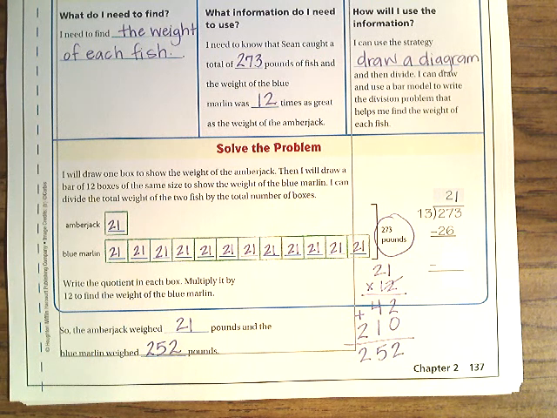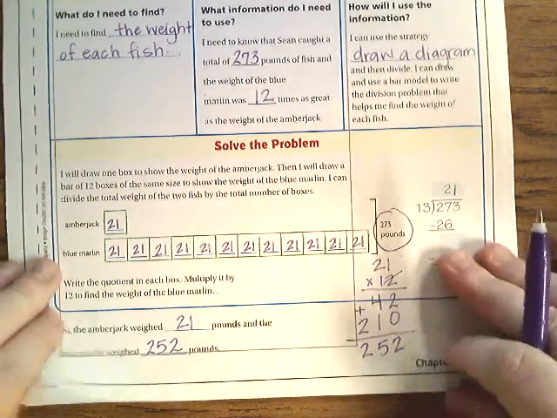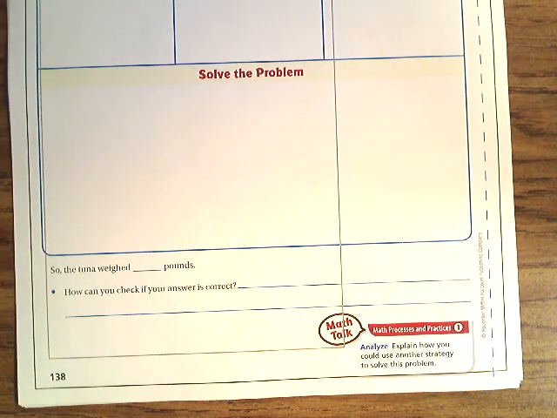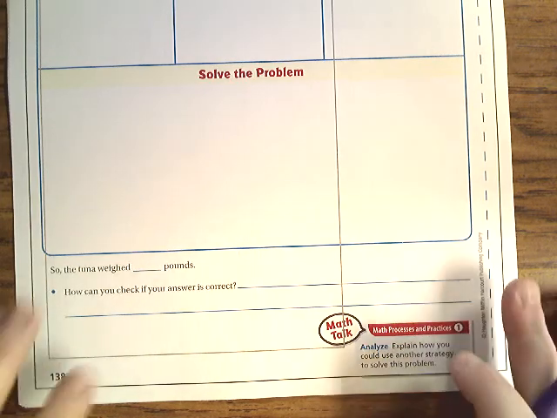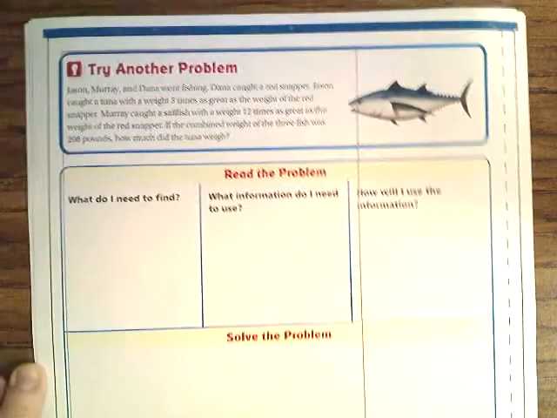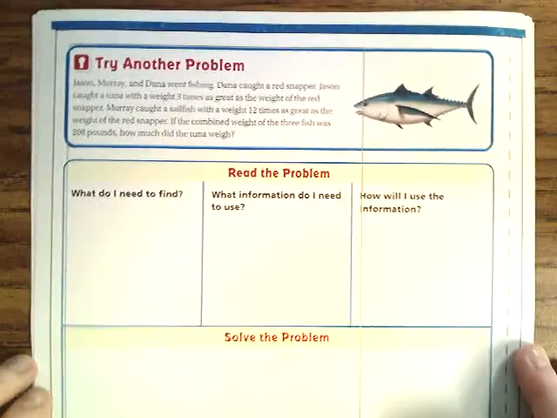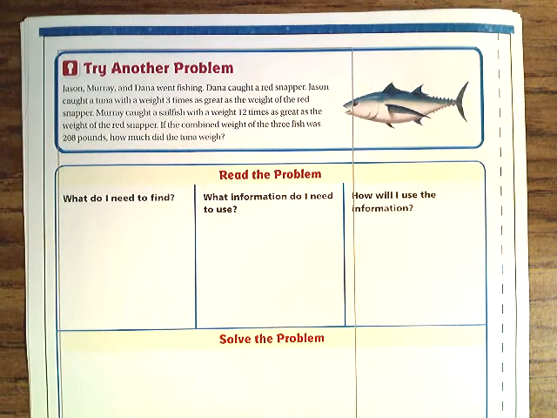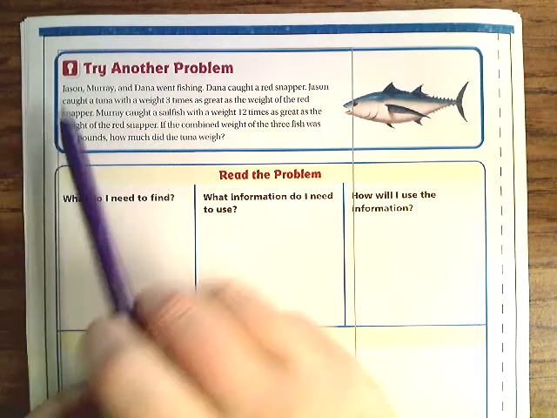I want to look at page 138, and this is going to be kind of a long one, but it's a good practice problem for us to practice this strategy. Okay, so we're looking at page 138 at the top. It's a picture of a fish. Okay, this one says try another problem at the top.